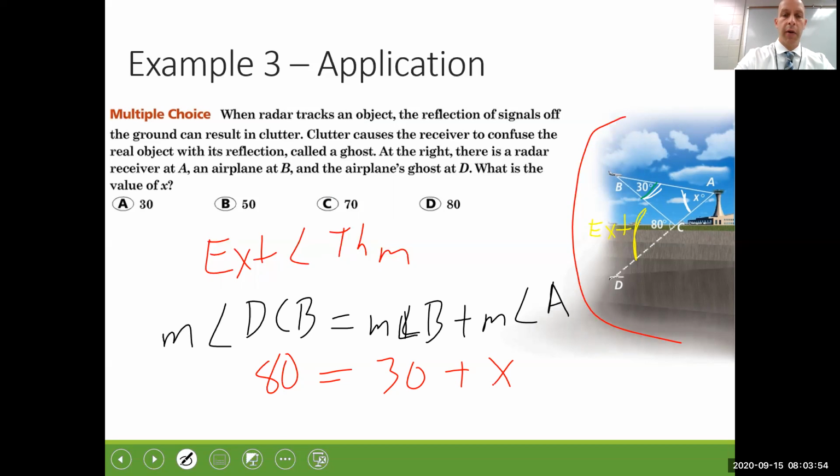We'll just subtract 30 over to the other side, and we'll get 50 is equal to X. So the measure of angle X is 50. So our correct answer here is B. And then that will be it for the day.